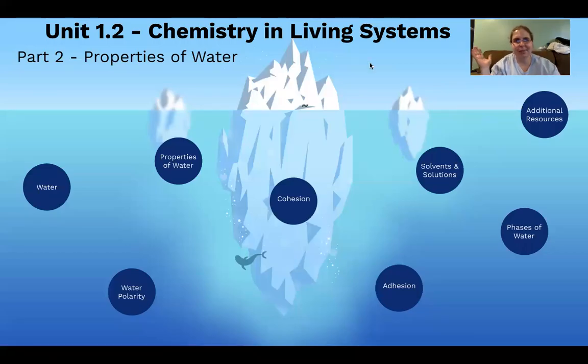Hey guys, welcome back. We're going to continue talking about Unit 1.2, Chemistry in Living Systems. But today we're going to move on and talk about the different properties of water. So water is an essential molecule. It is something that all life needs in order to survive. So we're going to talk a little bit about some of the properties of it that make it so amazing. And then we'll go on from there, all right? All right, let's get going then.